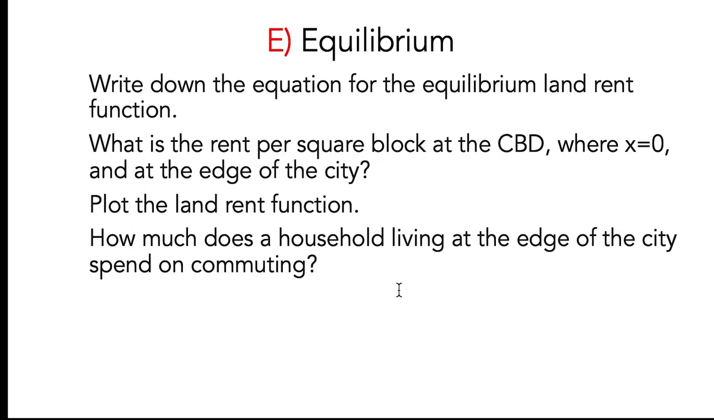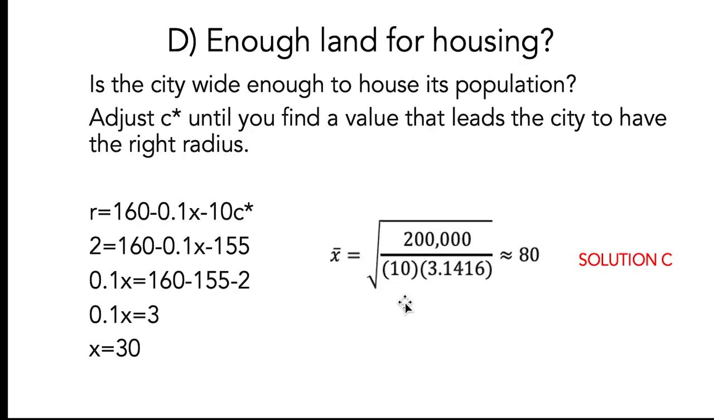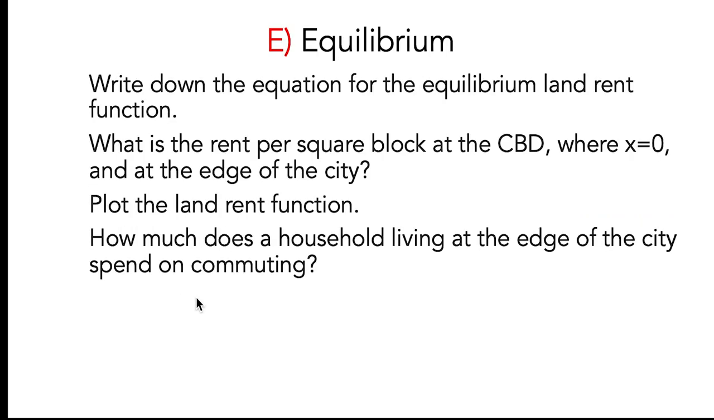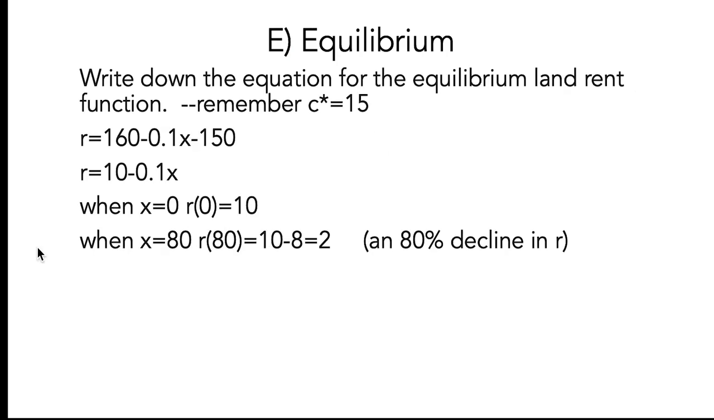Okay, so if C star is equal to 15, what's the equilibrium land rent function? What is the rent per square block at the center, where x is equal to 0, and what is the rent per square block at the edge of the city, where x is equal to 80, right? Because this is the amount, 80, that we need to fit everyone. Okay, let's start with that. Then we plot the land rent function, and then we calculate how much the farthest household is spending on commuting.